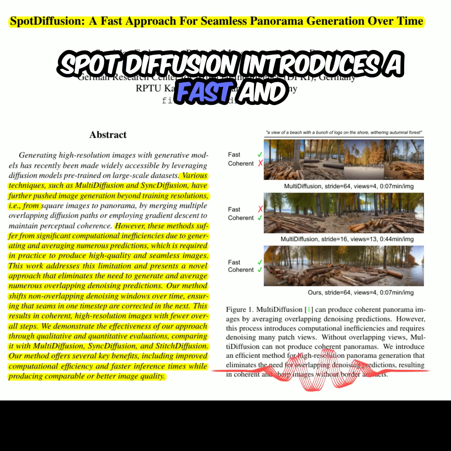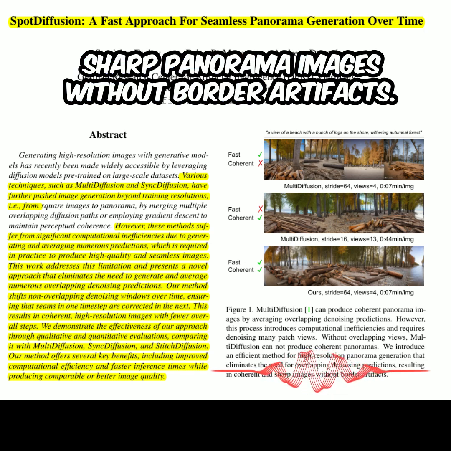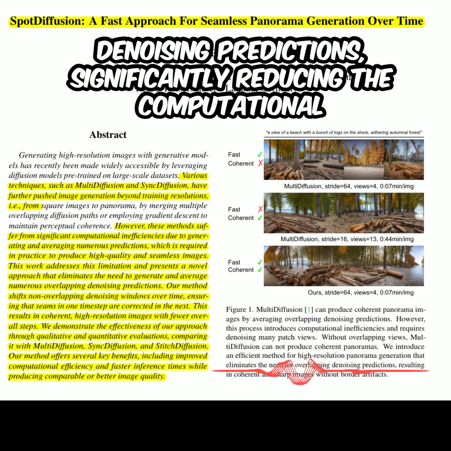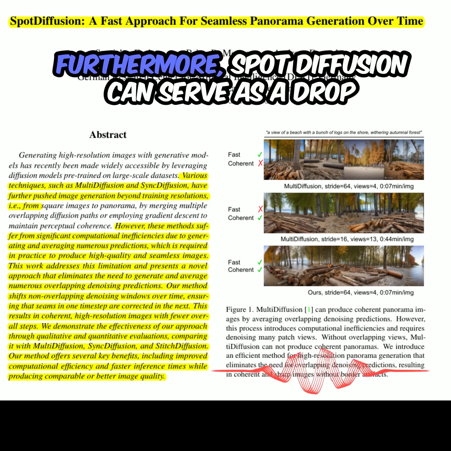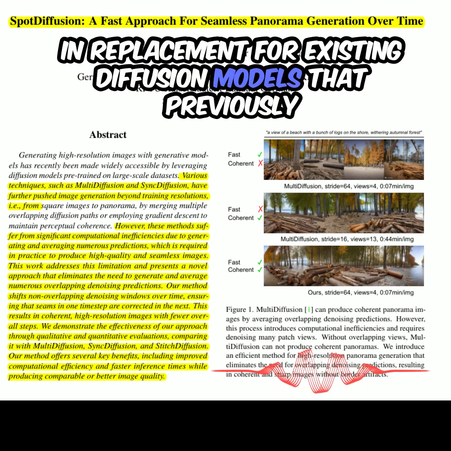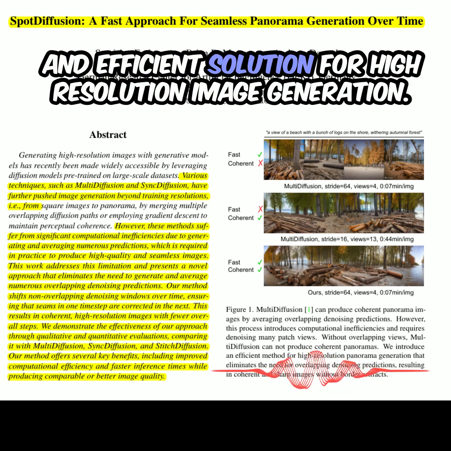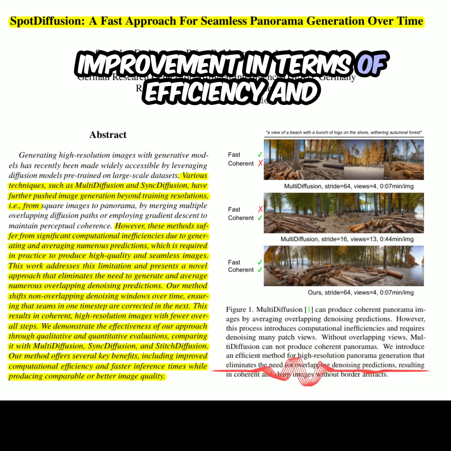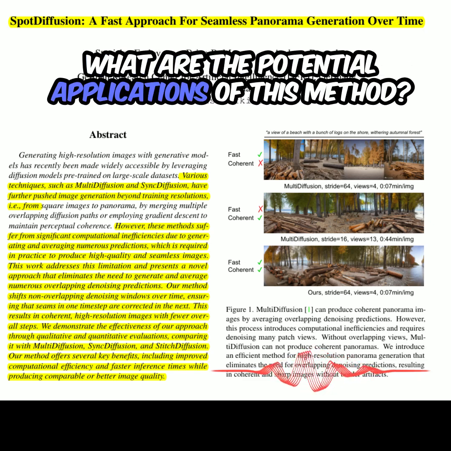SpotDiffusion introduces a fast and efficient method for generating coherent and sharp panorama images without border artifacts. It eliminates the need for overlapping denoising predictions, significantly reducing the computational complexity of the denoising process. Furthermore, SpotDiffusion can serve as a drop-in replacement for existing diffusion models that previously relied on multi-diffusion, making it a practical and efficient solution for high-resolution image generation. So SpotDiffusion offers a significant improvement in terms of efficiency and quality for generating high-resolution panoramas. What are the potential applications of this method?